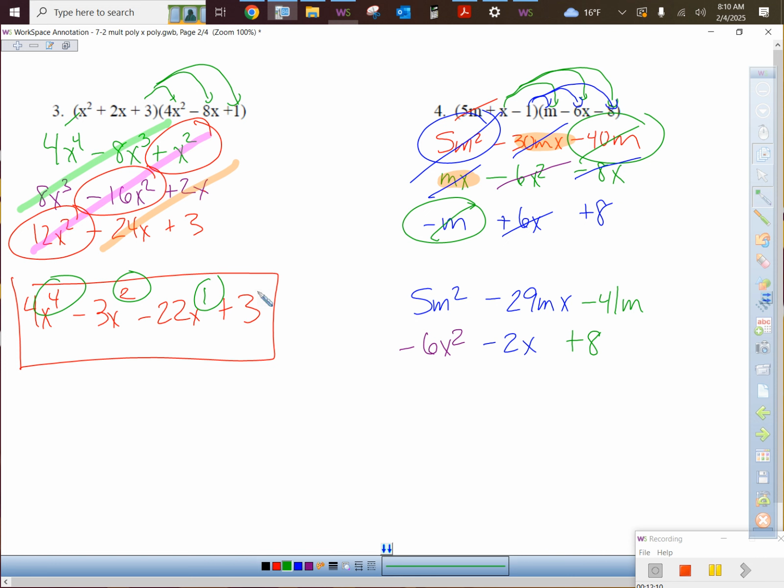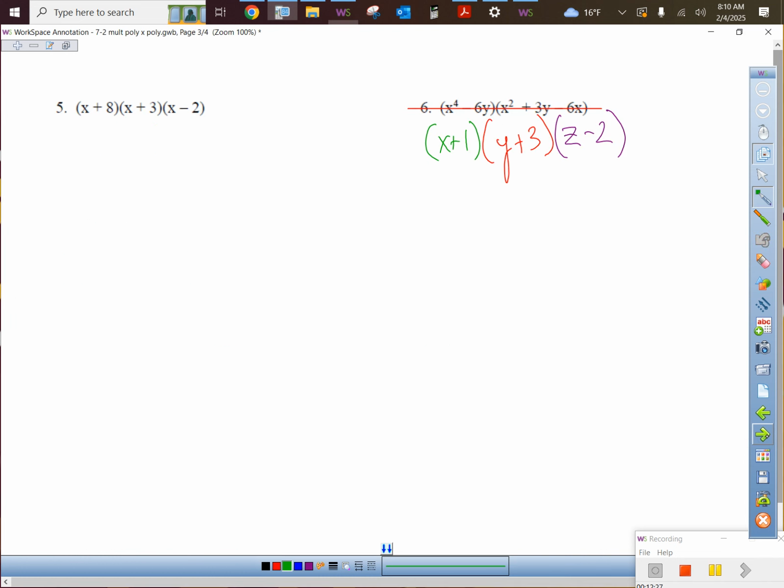Let's mix it up. How is number 5 different than the first 4 that we have done? What's different about number 5? 3 things times each other, right? 3 things times each other. So it is impossible, dear friends, to take 3 things times each other in one move. Let's make it simple. 5 times 2 times 7. You cannot do that in one move. You have to just do 2 at a time.